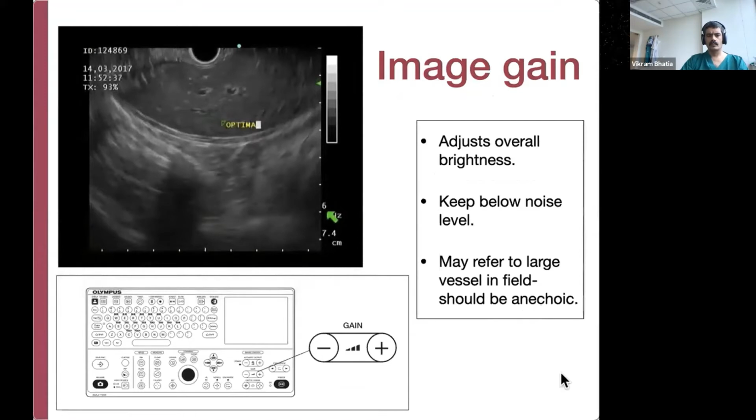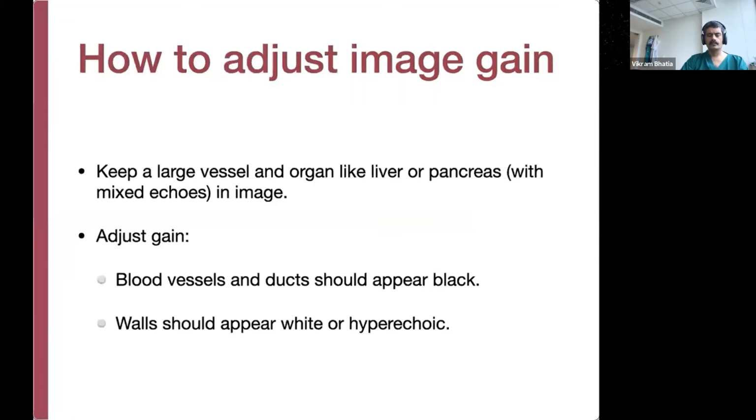So how to adjust the image gain? We try to get a large vessel, like say portal vein, along with the liver or the pancreas in an image, and we reduce the gain till the blood vessel and ducts appear black and the wall should appear white or hypoechoic. So we adjust gain in an image, keeping a large vessel in reference, and obviously your overall comfort with the image that is being displayed.